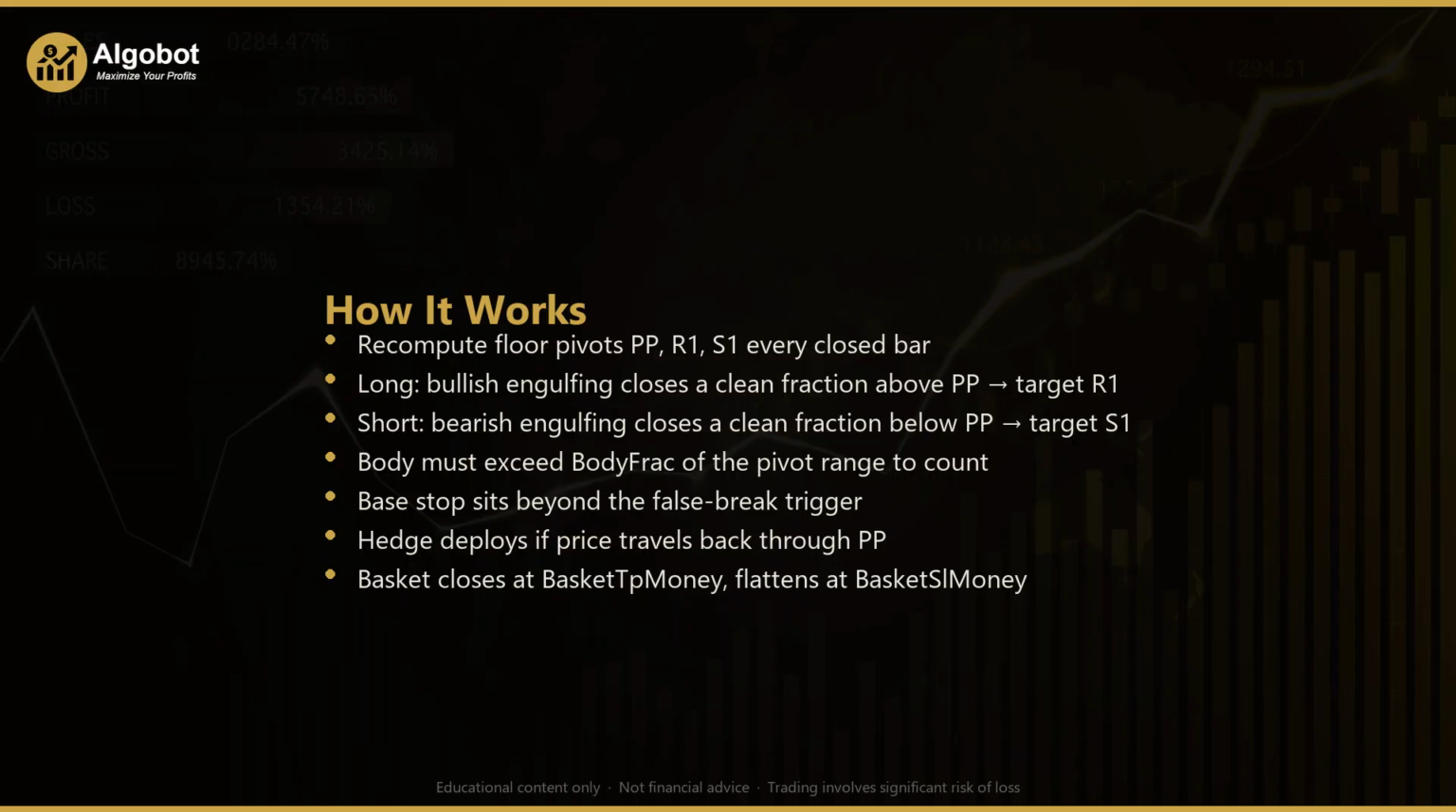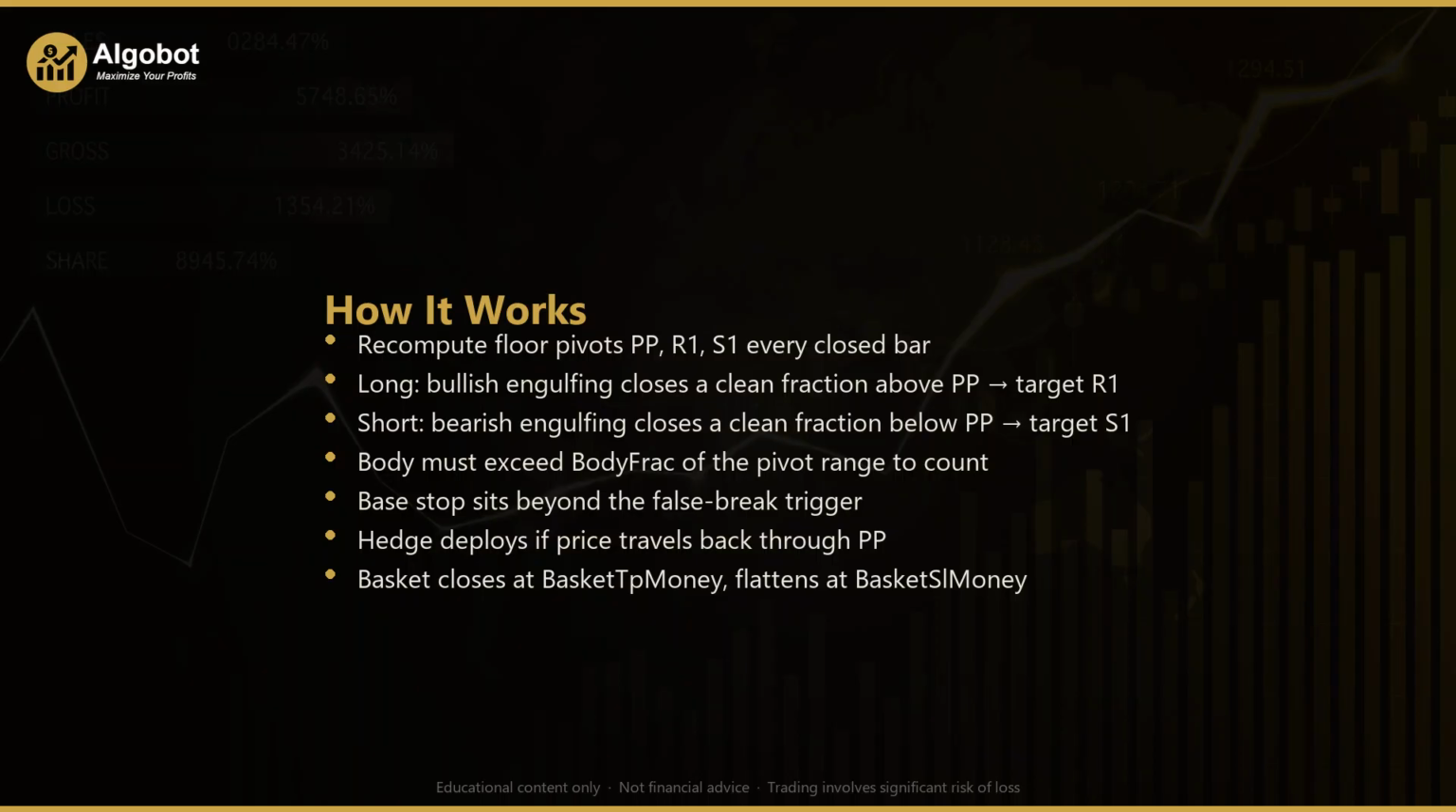Here's the signature mechanic. While the base trade is open, if price travels back beyond the central pivot by FalseBreakFrac of the range, the thrust is judged to have failed, and the strategy deploys an opposite market leg, a genuine locked hedge. From there, basket money management takes over. The moment net floating profit reaches basket TP money, 30 by default, everything closes.